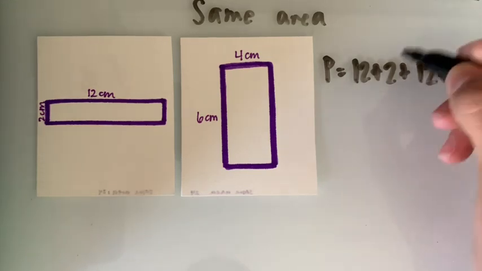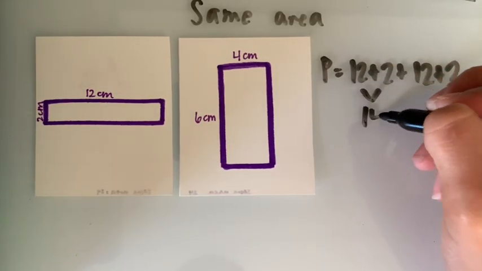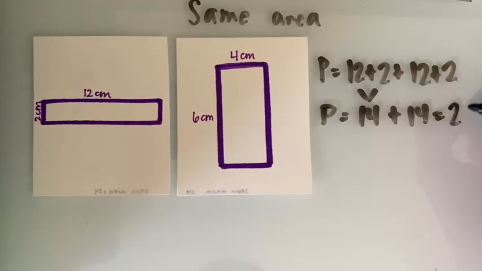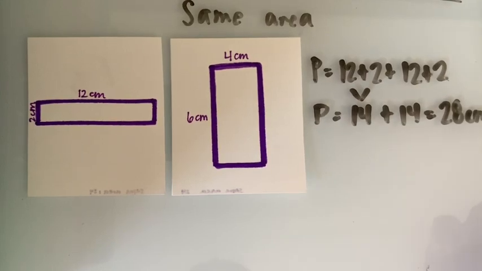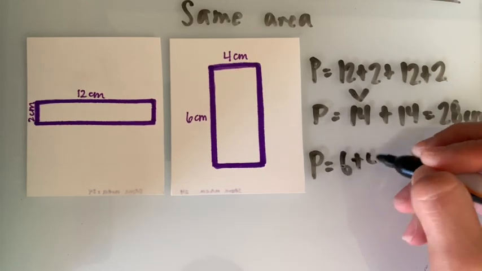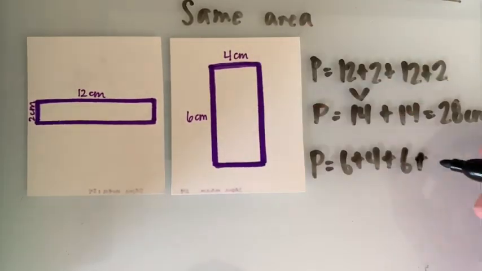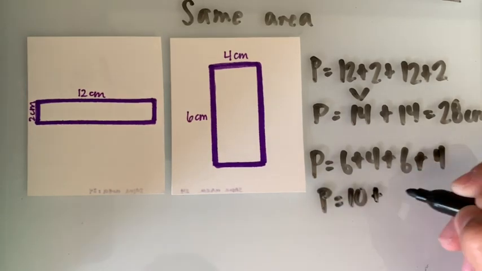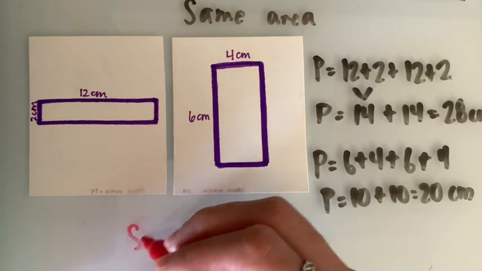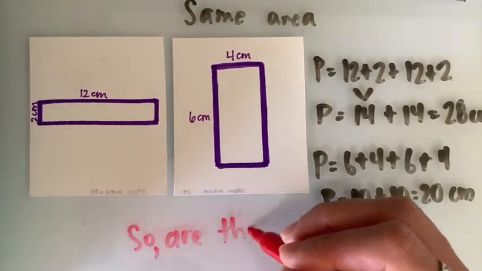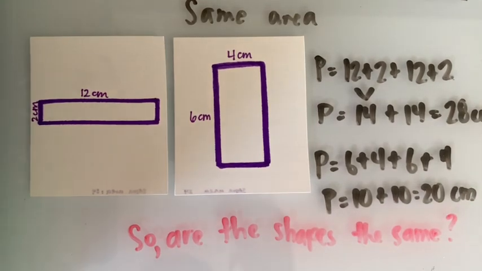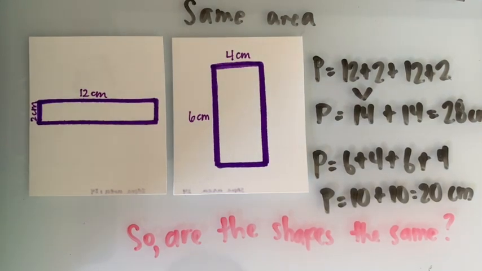So again, 12 plus 2 plus 12 plus 2, which is 14 plus 14. So for our first figure, our perimeter is 28 centimeters. For our second figure, we have 6 plus 4 plus 6 plus 4. So 6 plus 4 is 10, and 10 plus 10 is 20 centimeters. So here we see that our perimeters are different. Figure number one, the perimeter is bigger than figure number two. So even though they have the same area, they do have a different perimeter.